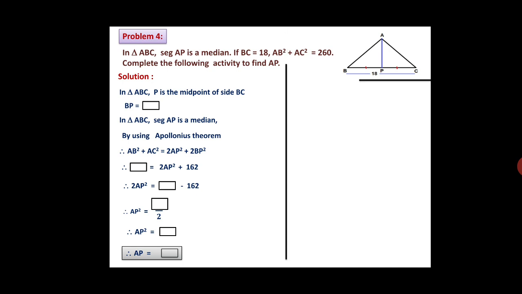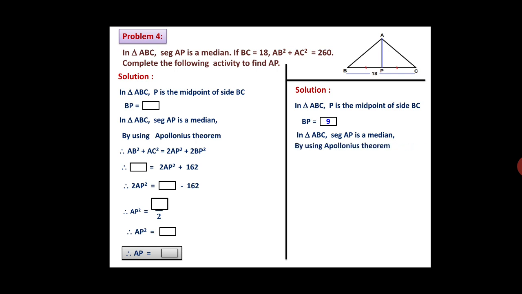So let us try this one. Friends, you could see that in triangle ABC, P is the midpoint of side BC and they have given the value of BC as 18, and P is the midpoint, so BP will be half of BC, that is 9. Next, in triangle ABC, segment AP is the median, therefore we will use the Apollonius theorem. This is the statement you are getting: AB square plus AC square is equal to 2 AP square plus 2 BP square.